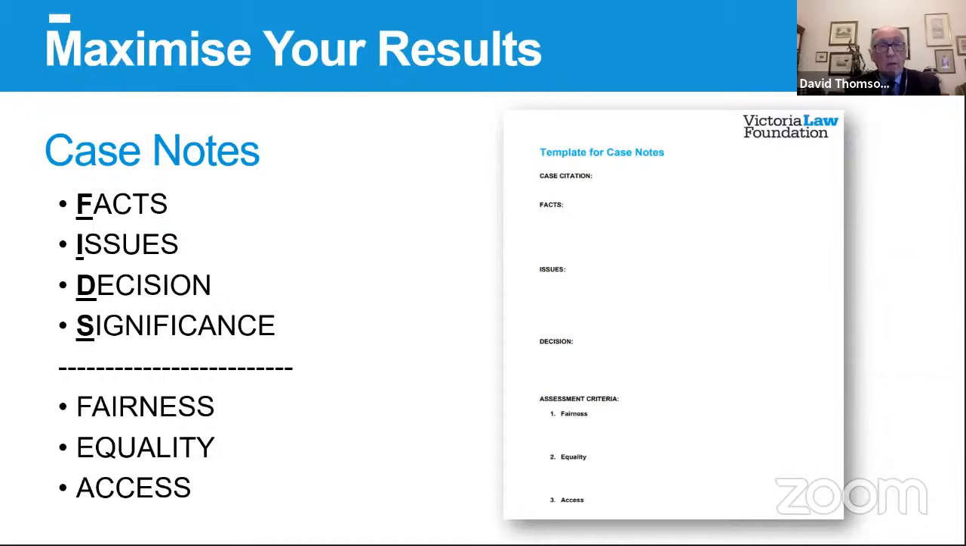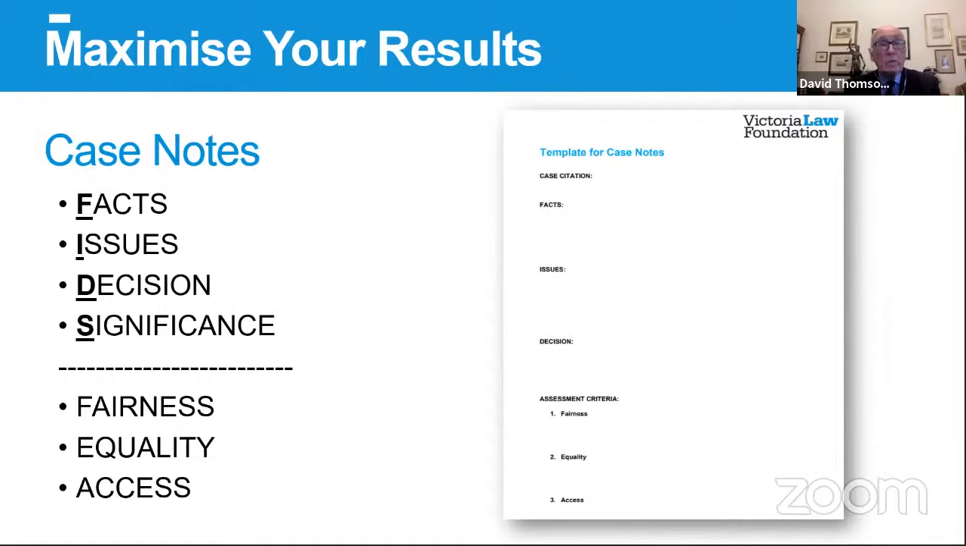When you're looking at a case, on the right there, you'll see a template, and you can use that template to write up case notes. And again, you can go back and look at the cases you've studied during the course of the year and pop them into a template like that so that you have clear notes on the facts, the issues, the decision, and the significance.